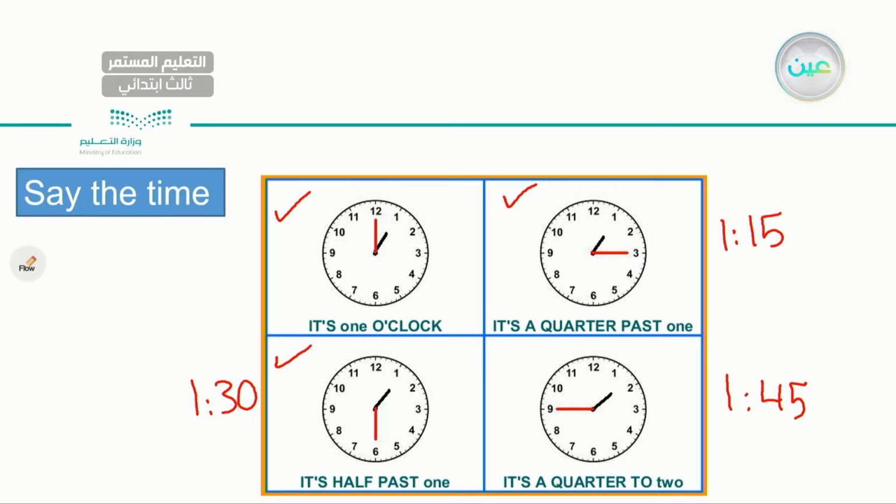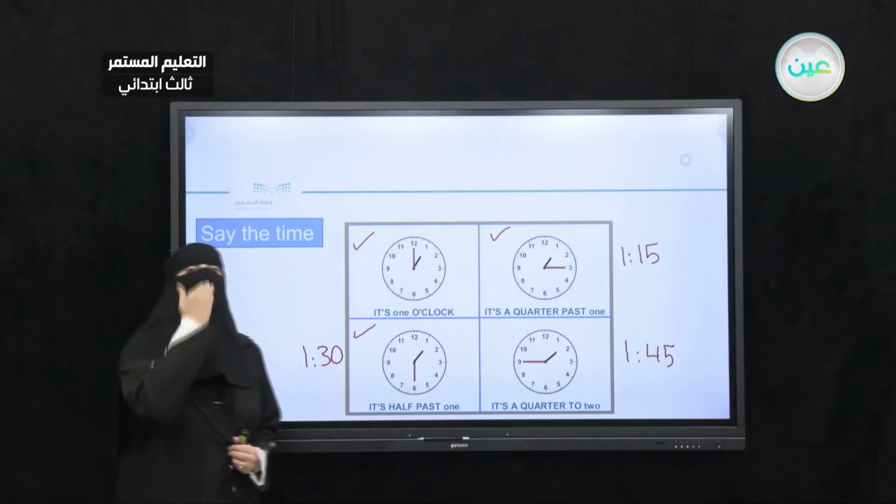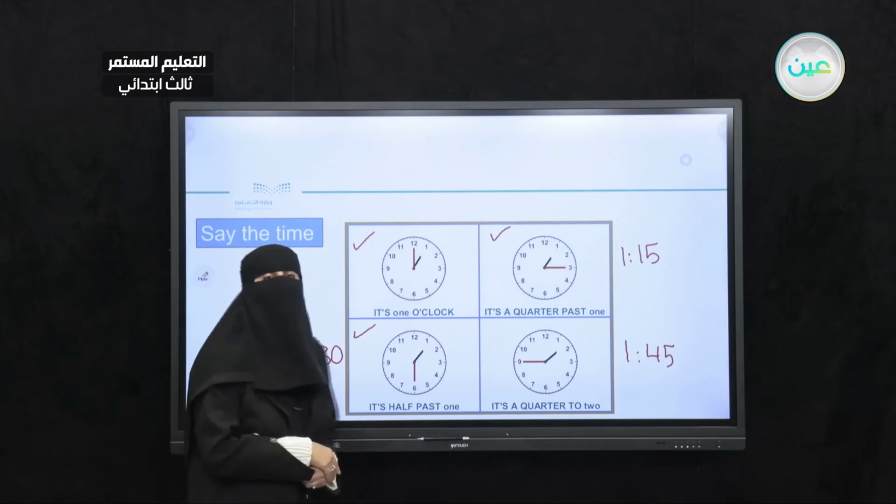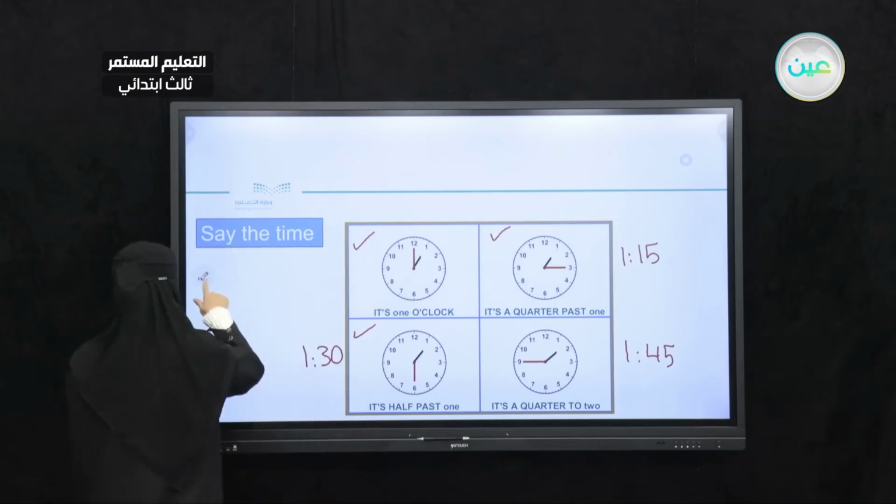Let's read the time one more time. It's 1 o'clock, exactly 1 o'clock. It's quarter past 1, 1:15. It's half past 1, 1:30. It's quarter to 2, it's 1:45. Very good, my dear student.